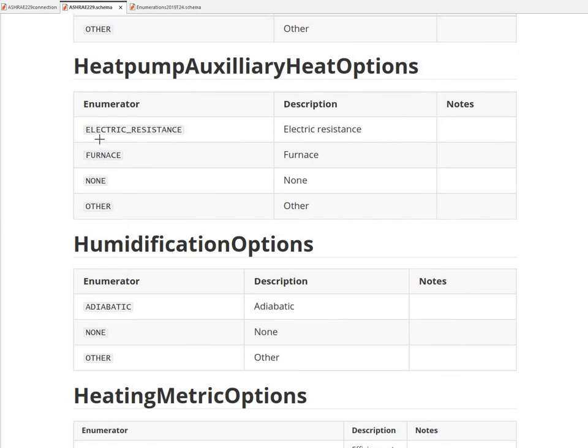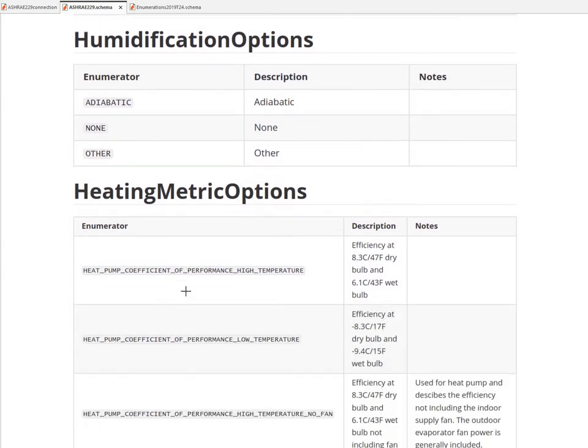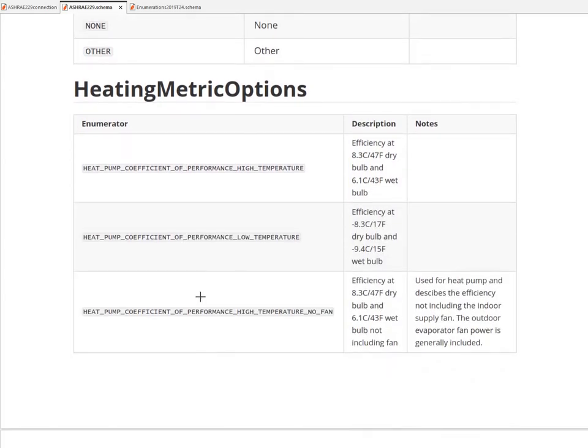Heat pump auxiliary heat options would include electric resistance or furnace, none or other. And humidification options: adiabatic, none or other. Probably the most complicated enumeration is this heating metrics option. So remember, there can be more than one of these if it's appropriate.